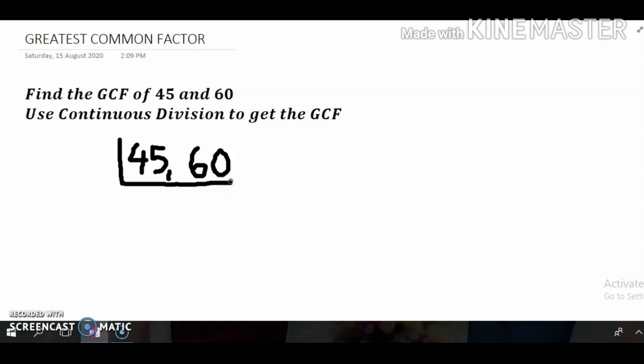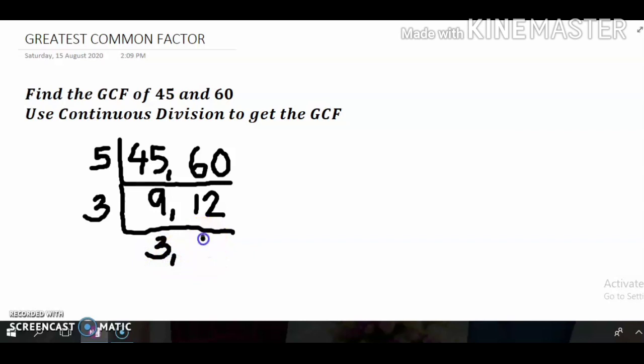Saan ba divisible ang 45 at 60? Siyempre, sa 5. Okay, very good. So, 45 divided by 5 is 9. Then, 60 divided by 5 ay 12. Okay, so meron pa ba tayong number na pwedeng i-divide sa 9 at 12? Saan sila divisible? Okay, so 9 and 12 are divisible by 3. So, we divide 9 by 3, the answer is 3. Divide 12 by 3, the answer is 4. Okay, so meron pa bang number na pwedeng i-divide sa 3 at 4?